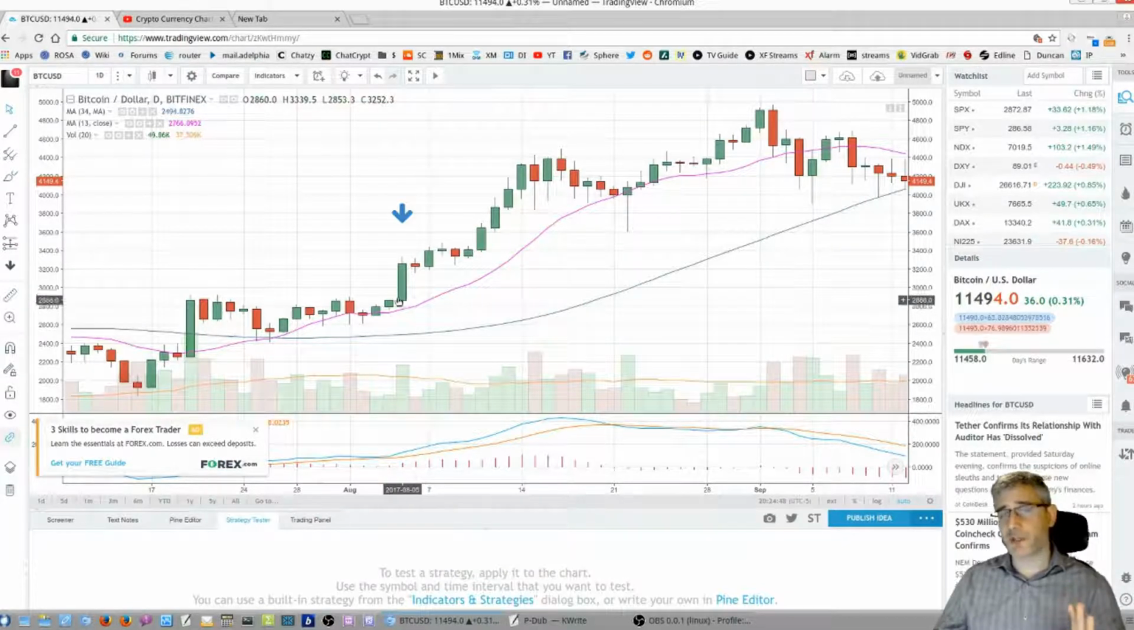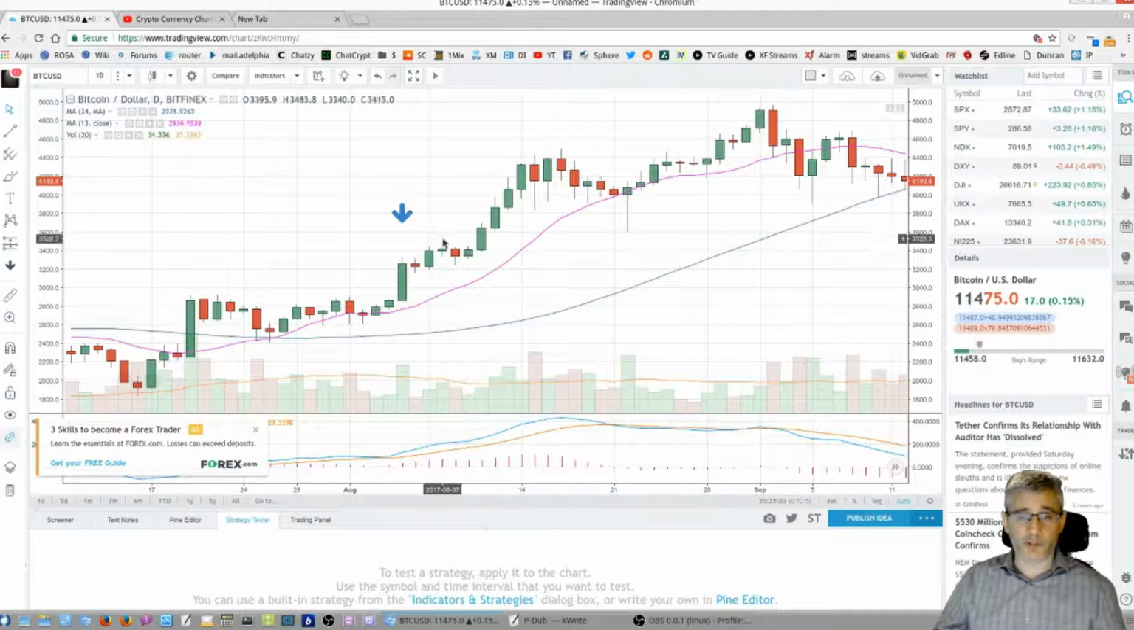What's also significant about these candles is not so much the candle itself, it's what's going on before it and what's going on after it. And you'll see why when we get into the different patterns to look for. So let's find another one.